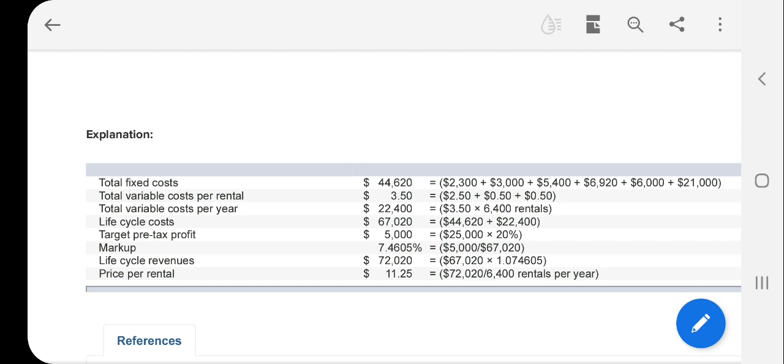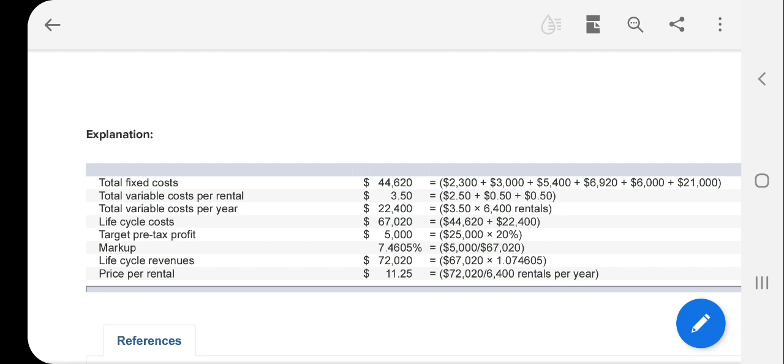So how much is total variable cost per year? To calculate the total variable cost per year, you have to do this: $3.50 unit variable cost times 6,400 rentals for 1 year. So the total variable cost for 1 year is $22,400. So that is item number 3 in the steps here.